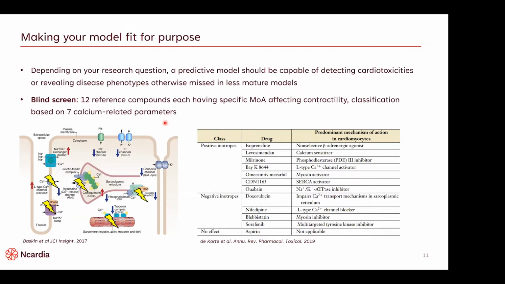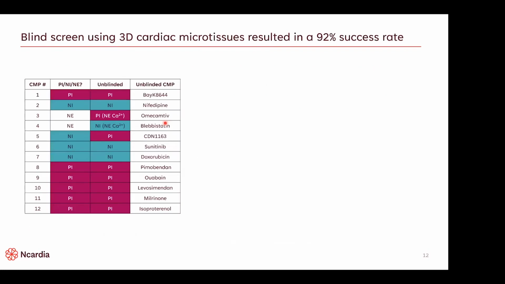And this has been conducted by 2 independent operators. So I jump immediately to the conclusion of this blind screen. As you can see here, this is the column where we filled in our predictions, so either positive, negative, or non-effect, and after unblinding what the actual classification was. So we see here a result of a 92% success rate. So we were really happy with this result.